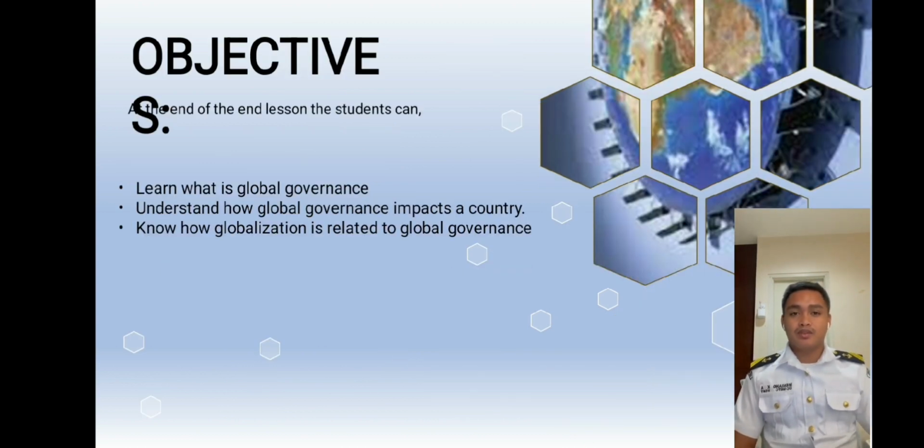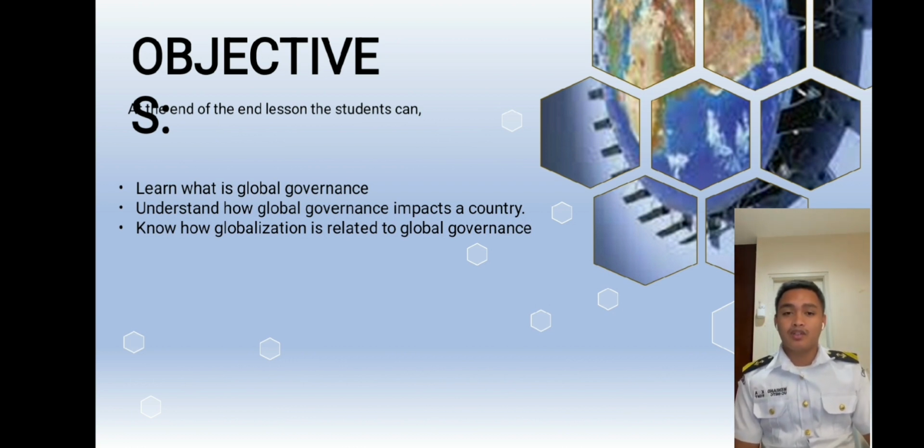the objectives. At the end of the lesson, the students can first learn what global governance is. Second, understand how global governance impacts a country. And next, know how global governance is related to globalism.